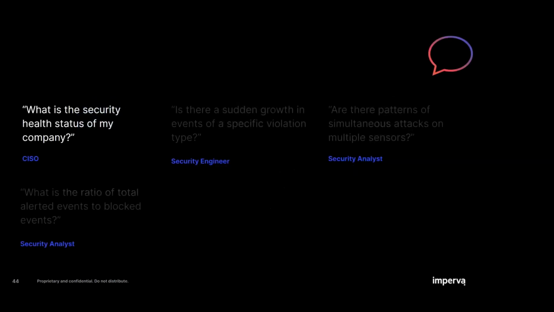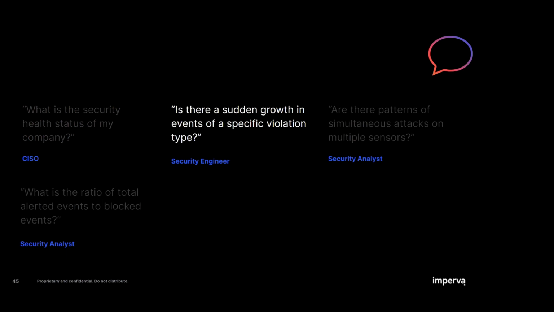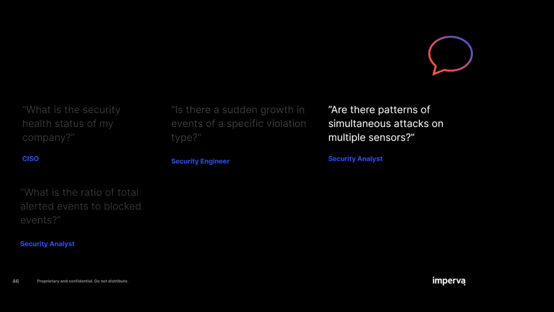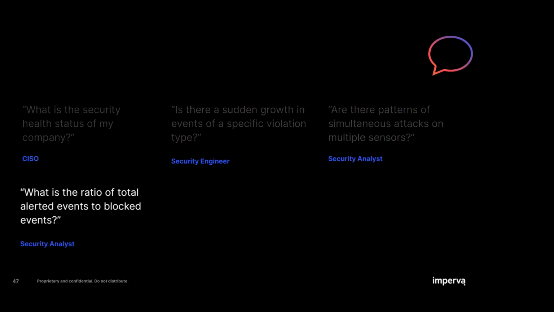Account level dashboards, as I said, this is the new home, which you saw briefly on the navigation demo, and I will present it in detail on the next demo. It comes to answer questions like, what is the security health status of my company? Is there a sudden growth in events of a specific violation type? Are there patterns of simultaneous attacks on multiple sensors? What's the ratio of total alerted events to blocked events? And additional questions that you will see during the demo.